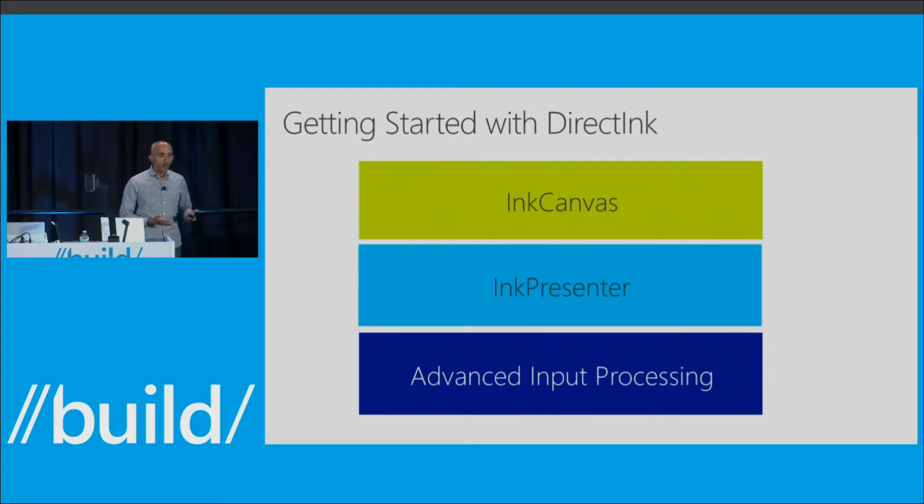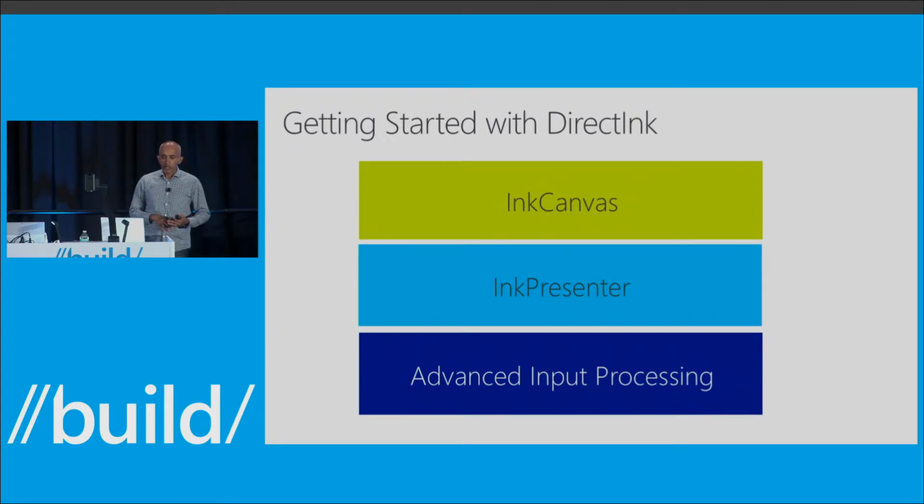Here is a high-level view of the ink platform with each level representing additional levels of functionality, flexibility, and power. The ink canvas is a XAML control, and this is your entry point for inking in Windows 10. It makes it really easy for you to add inking functionality to your apps. We'll see this in a moment.